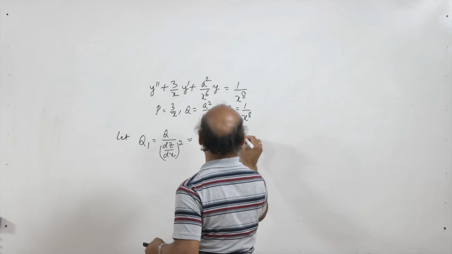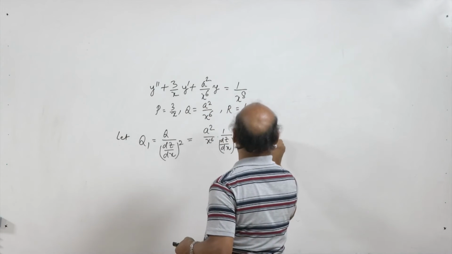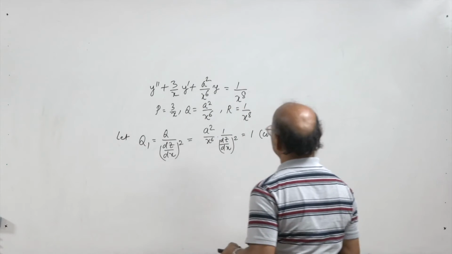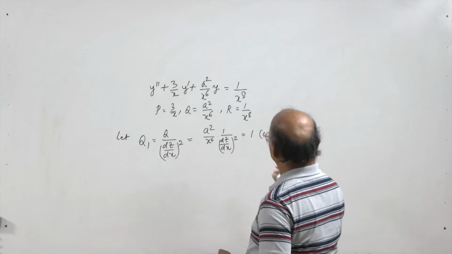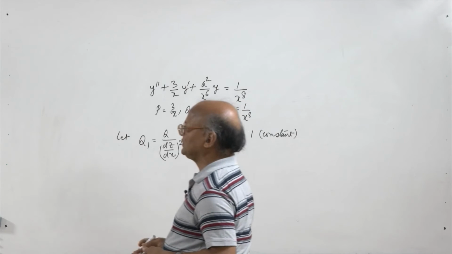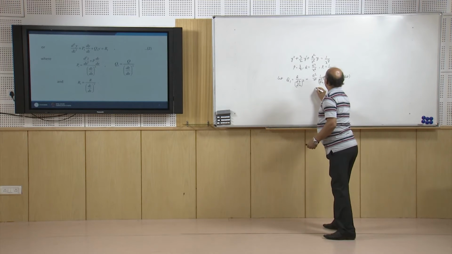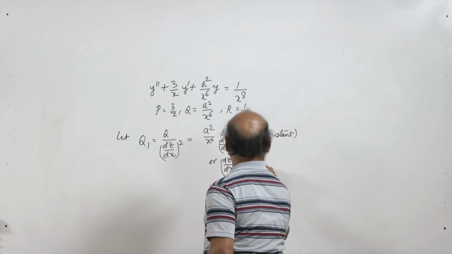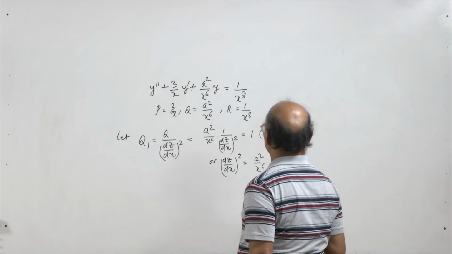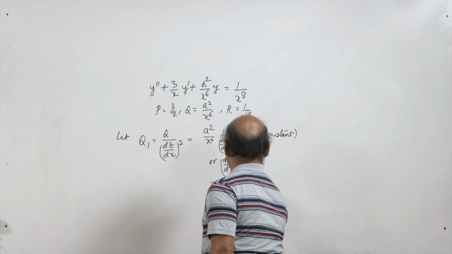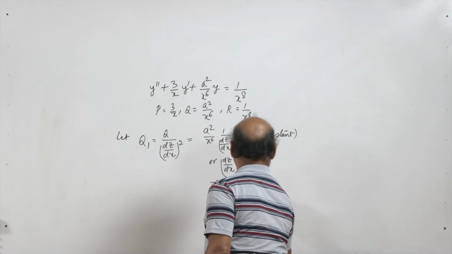Let us put it as a constant, say 1. We can take any value of the constant. If you do not take 1 here and take some other constant, then the relationship between x and z will change accordingly. So, r (dz/dx) whole square equals a square by x to the power 6, which implies that dz/dx equals a by x cube.